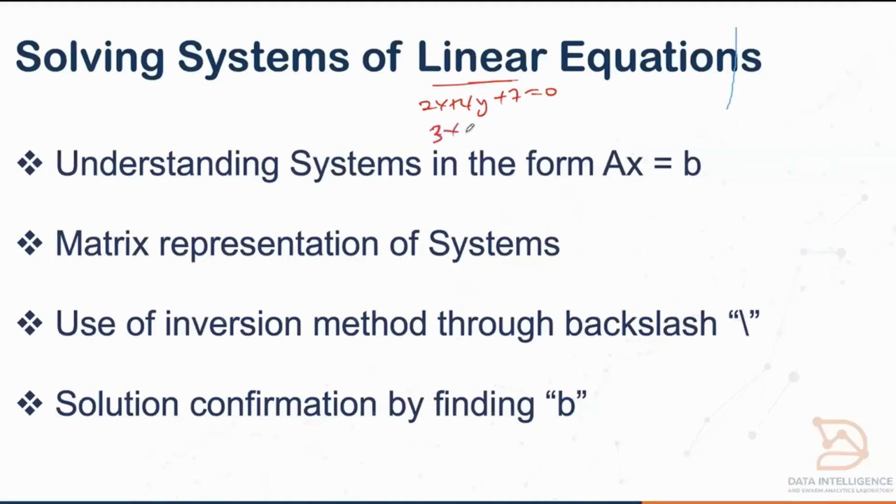So 3x plus 7y minus 6 equals 0. This is the equation we normally get from high school. And the argument will be: solve for x and y. Solve for x and y. This is a simultaneous equation.